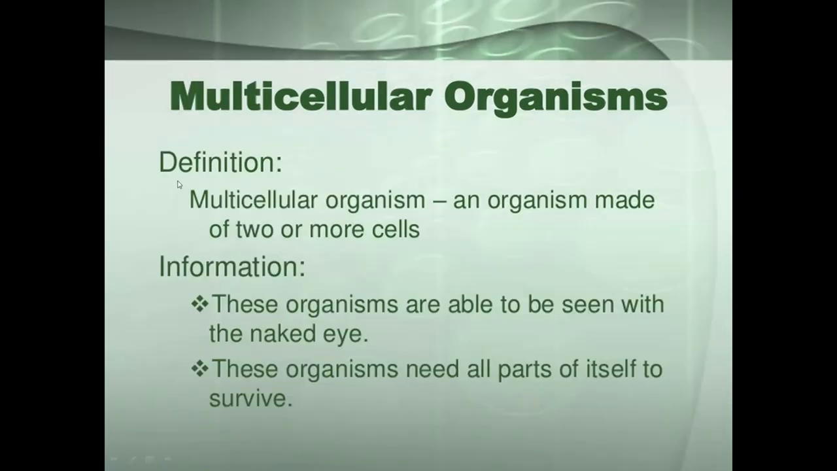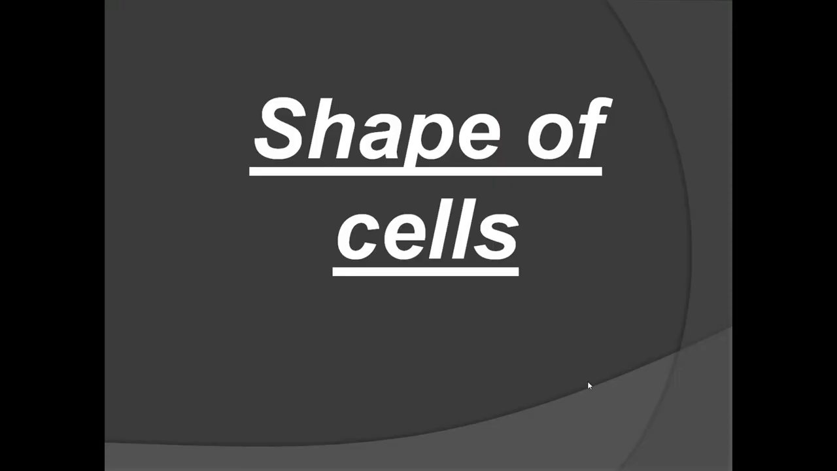Multicellular organisms, as the name itself indicates, are made up of many cells, more than one cell. Multicellular organisms are the organisms that are made up of many cells. Two or more cells, in the sense it can be many cells. These organisms can be seen with the naked eye. These organisms need all parts of themselves to survive. Human beings, trees, animals, all are examples of multicellular organisms. Let us move on and learn the variety.